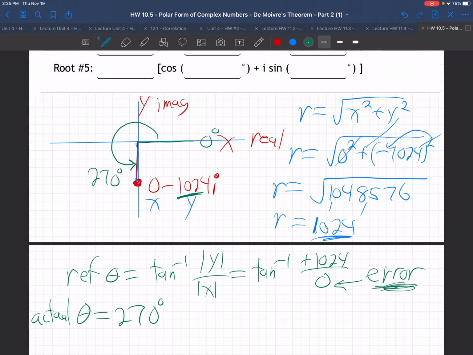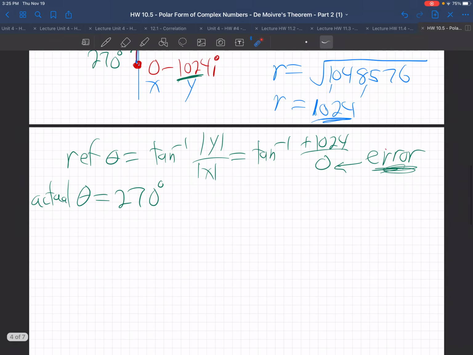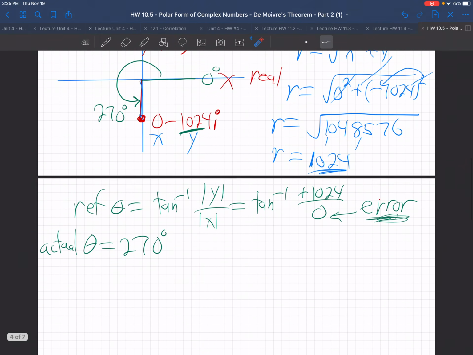The complex number is straight down, right? It's over 0, down 1024i. It's straight down. Well, what angle is that? Well, here's 0. So from 0, that's 270 degrees. You know straight down is 270. So you know what the angle is. You don't need the formulas in this case. You don't care that it says error. You just look at it. It's 270, clearly.